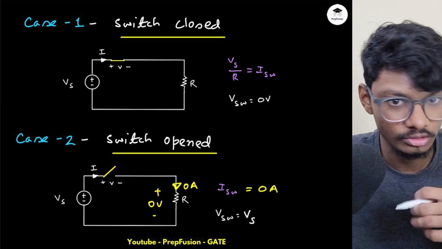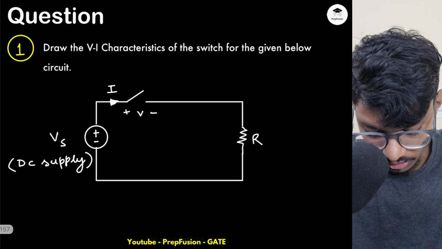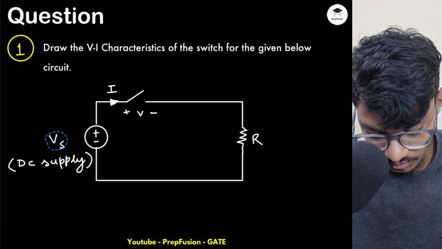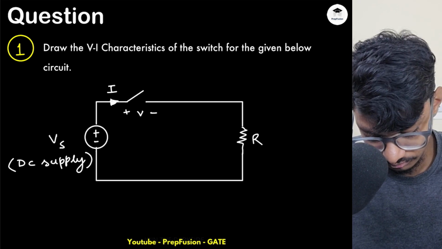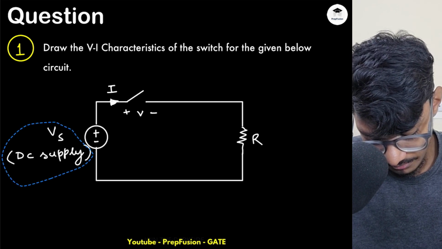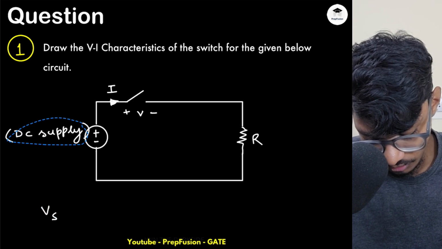So how will you draw the VI characteristic? Let's say this varies. The question framing is a bit wrong. So I will say this varies from 0 to Vs.